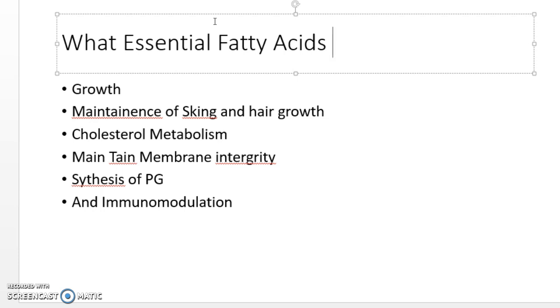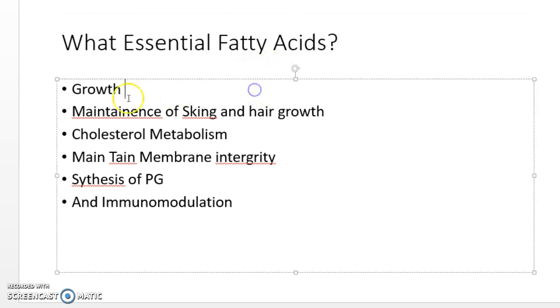Now the diet consists of animals, plants, and fish. So which part of these would they come from? Well, I believe, as these are essential fatty acids, they cannot be synthesized inside the body, so they would be polyunsaturated fatty acids. And as we know, the polyunsaturated fatty acids come from plants.